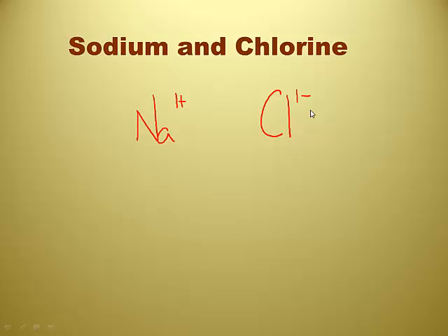It's kind of like two magnets coming together and touching each other. Sodium's a magnet, chlorine's a magnet. They're going to touch each other, oppositely charged, and they're going to form this compound, what we call sodium chloride. You guys know it, it's called table salt.